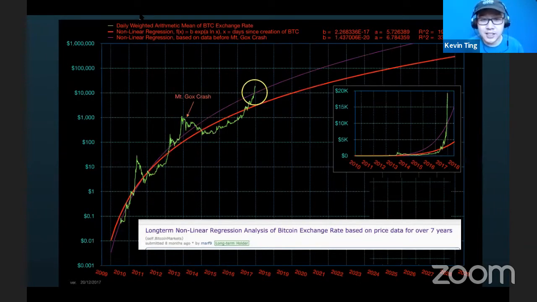This is really interesting, modeling Bitcoin's adoption as a log regression, and its accuracy so far, at least in terms of price modeled to that adoption curve.